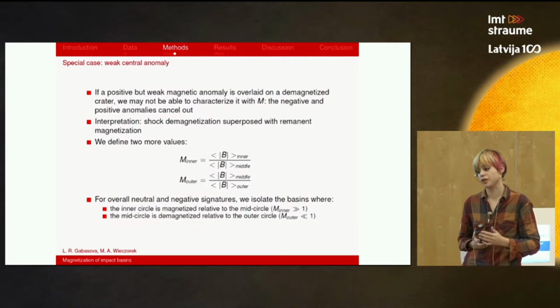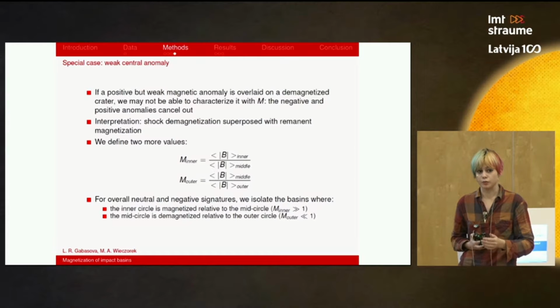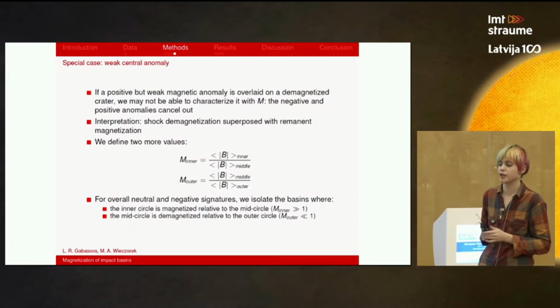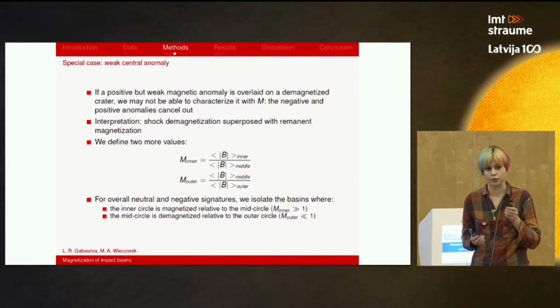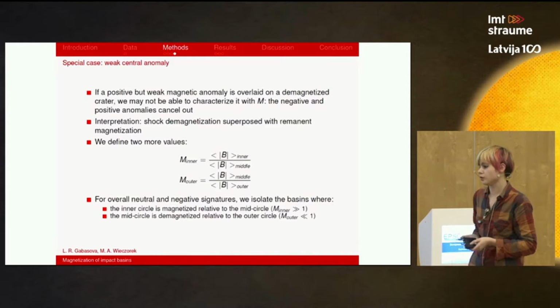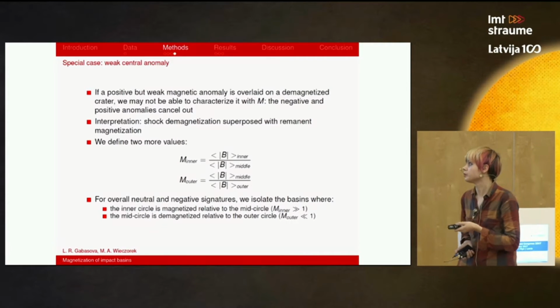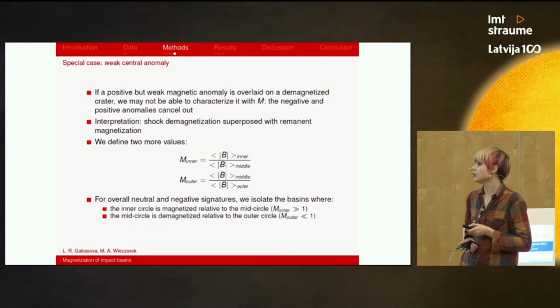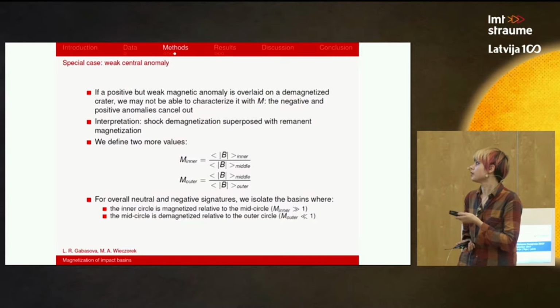The way I interpret this is first that there was a shock demagnetization from the impact, and then because this happened in a weak magnetic field, we had thermal, probably thermal, because thermal is more localized than shock, remagnetization. So we had some sort of remnant magnetization overlay on top of it, but too weak to be seen like in the other method we used.